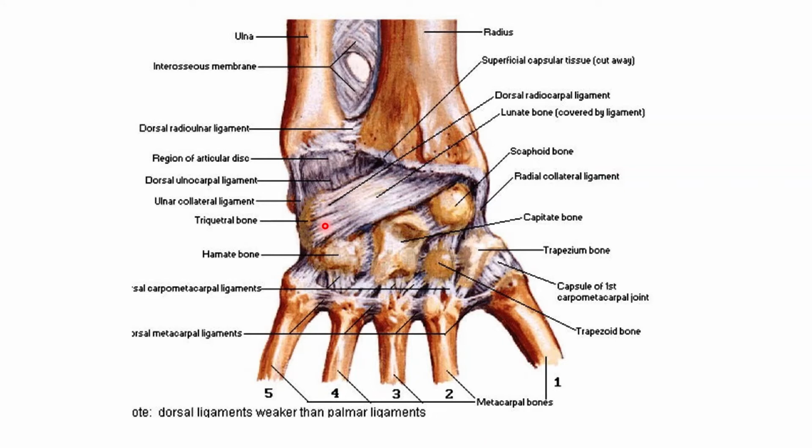We can also visualize the ulnar collateral ligament over here and the radial collateral ligament. The ulnar collateral ligament is seen from the ulna, that is the styloid process of the ulna, reaching the triquetral bone over here. The radial collateral ligament extends from the styloid process of the radius, reaching the trapezium bone and the scaphoid bone over the lateral side.